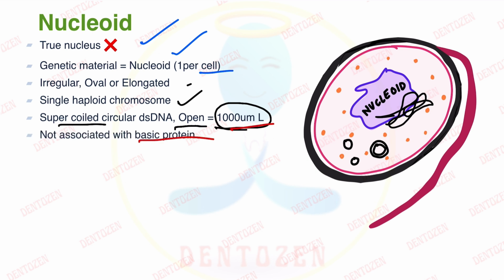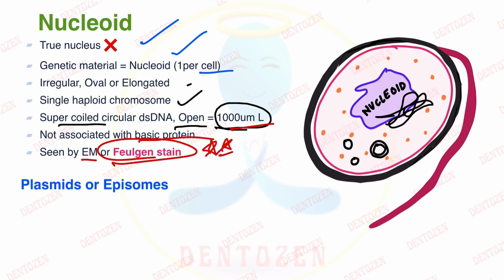So how do we see this nucleoid there? It can be seen under electron microscope or with a special stain which is called Flagella stain, which can be important viva question. So plasmids or episomes, that can be another important short note or viva question.